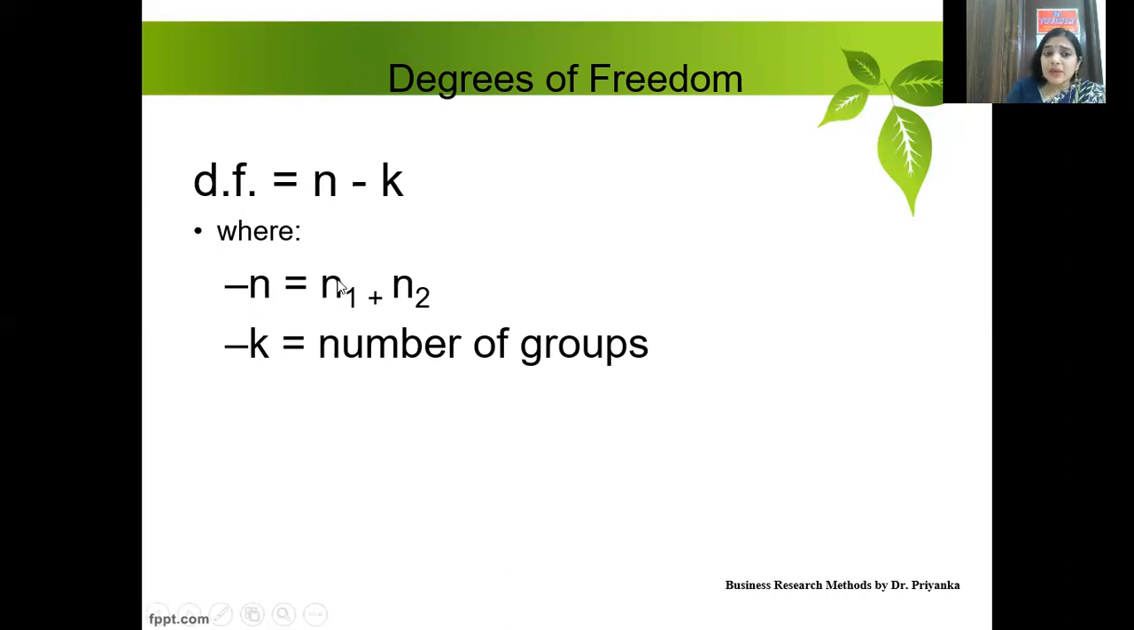So n is equal to n1 plus n2, sample size of group 1 and sample size of group 2, and k would be the number of groups. So here degrees of freedom would be calculated as total number of units in sample 1 plus total number of units in sample 2 minus 2, because we have got 2 groups.